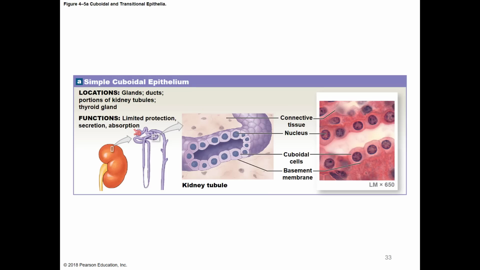So here's a real-life image of simple cuboidal. Again, you can see it's only one cell layer thick, and the cells are cube or box shaped. So simple cuboidal. Because it is simple, we would expect to find it deep inside the body, and we do. We find it in the kidney.